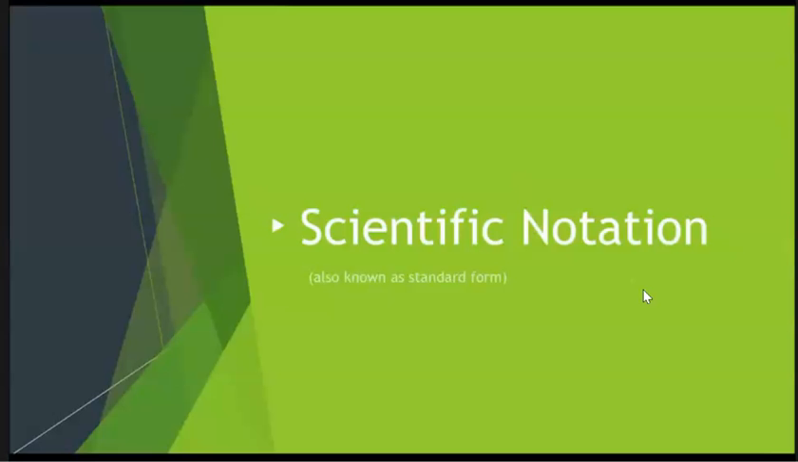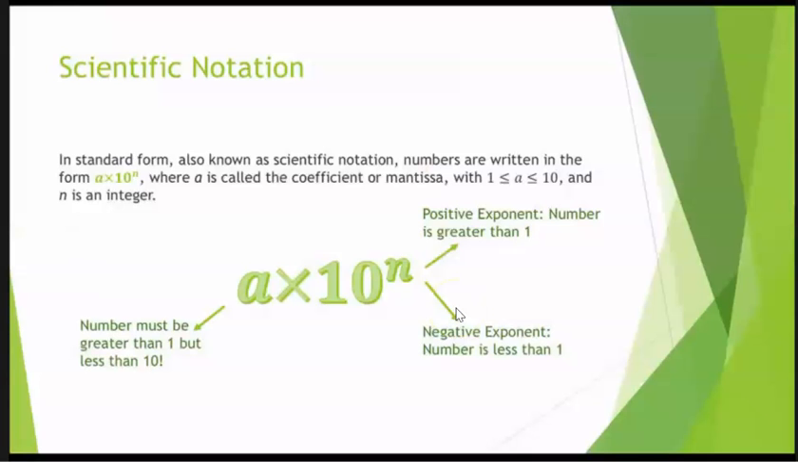Now we're going to get into scientific notation, so just the general idea of it. Really important, scientific notation is also known as standard form. Scientific notation is generally written in the form of a times 10 to the nth power, where a is a number between 1 and 10. If you have a positive exponent, then you have a number greater than 1. And if you have a negative exponent, then your original number is less than 1.